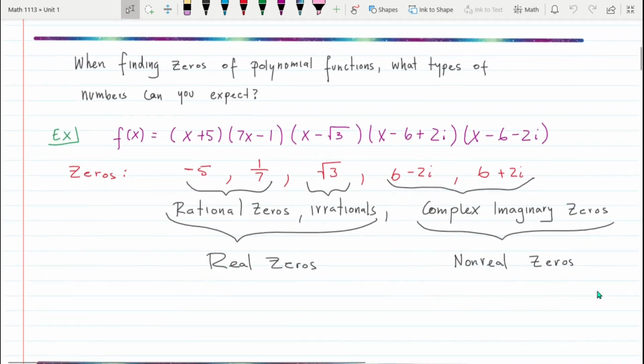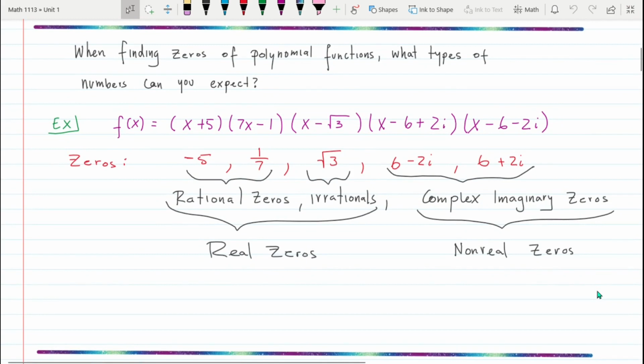When finding zeros of polynomial functions, you may be wondering, what types of numbers can you expect? Right? It's a fair question. So for example, here we have a polynomial f, and it is equal to (x + 5)(7x - 1)(x - √3)(x - 6 + 2i) and the last term.